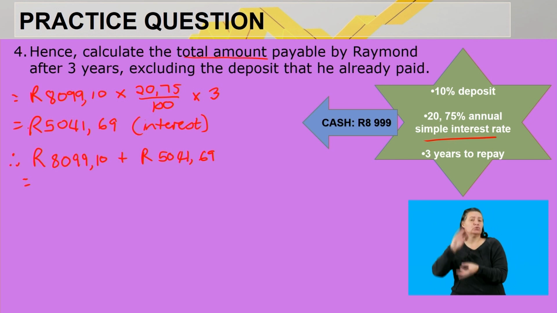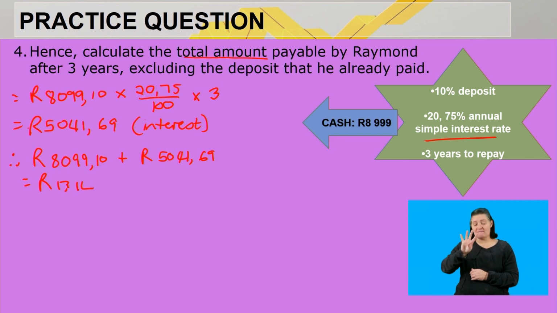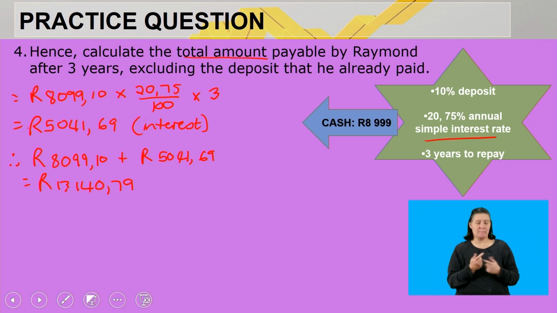That will give us a total amount payable of 13,140 rand and 79 cents. 13,140 rand and 79 cents. So that is the total amount that he needs to repay.